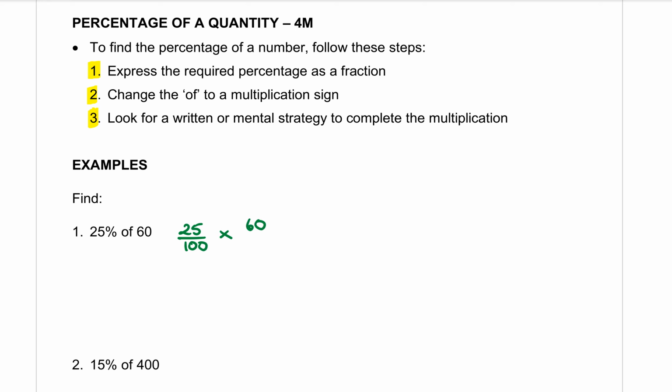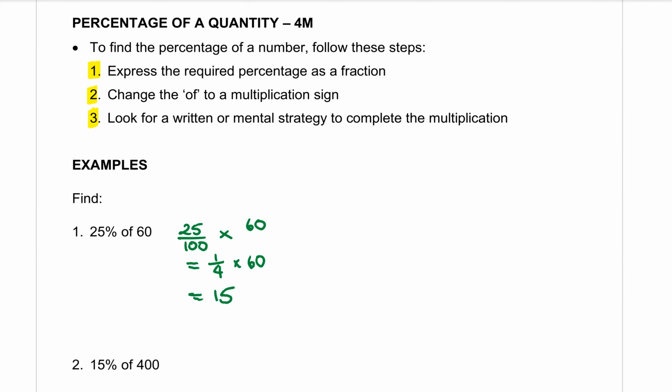Now, the strategy that I could use to find what that is equal to, I could probably simplify that 25 over 100 into a much nicer fraction. 25 over 100 is the same as a quarter. So I need to know a quarter times 60, or a quarter of 60. A quarter of 60 is the same as dividing it by 4, and 60 divided by 4 is 15.